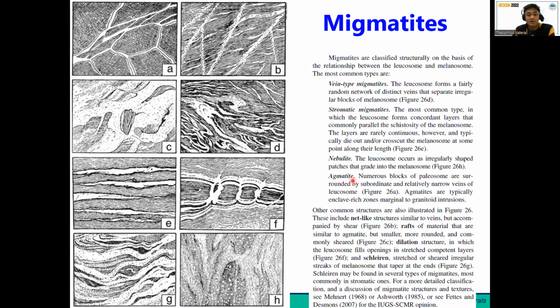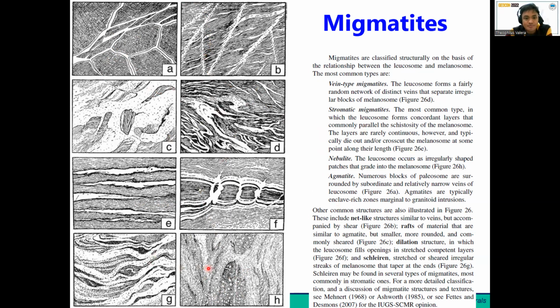Yeah, so migmatites are classified structurally on the basis of the relationship between the leucosome and melanosome. So you may have vein type migmatites, so yung D daw, vein type migmatites. You also have stromatic migmatites, E, yan. Nebulites, H, and agmatite, 26A. Yeah. So other common structures are also illustrated sa figures, include net-like structures, B, rafts of material similar to agmatite. Anyway, these are basically yung textures na makikita natin.